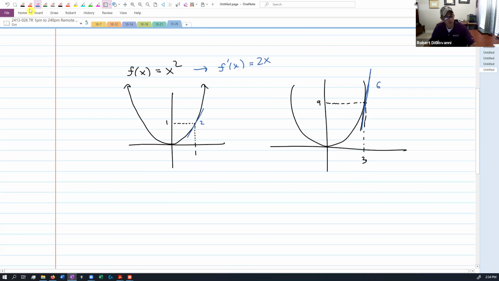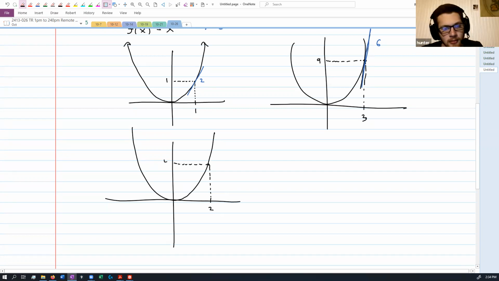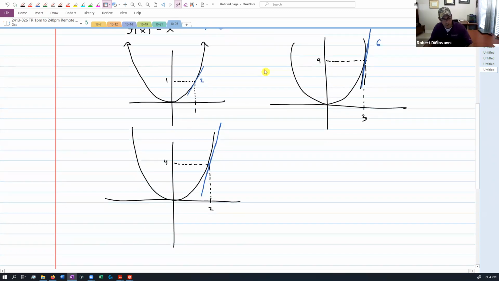Let's do one more of these with the same function, x squared. Let's go to 2. If I plug 2 in, what do I get? What's the point here? Plug in 2, you get 2 squared, 4. Everyone good? What's the slope of the tangent line here? 4. You're getting that by plugging 2 into the derivative, right? So you get 4.